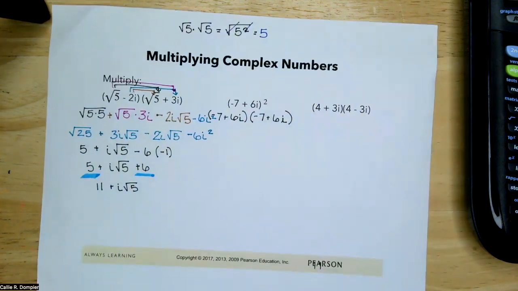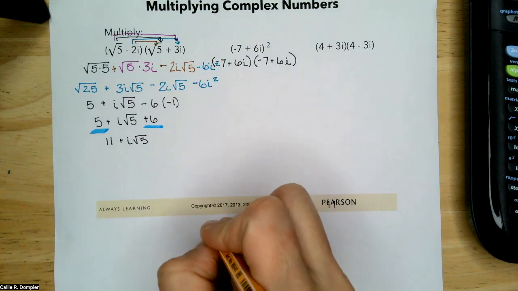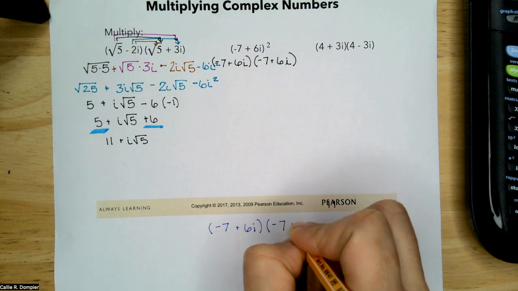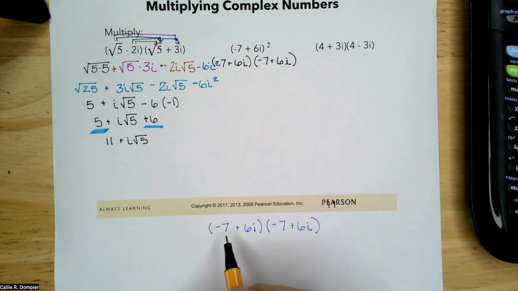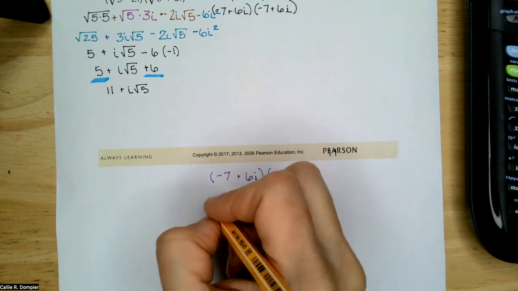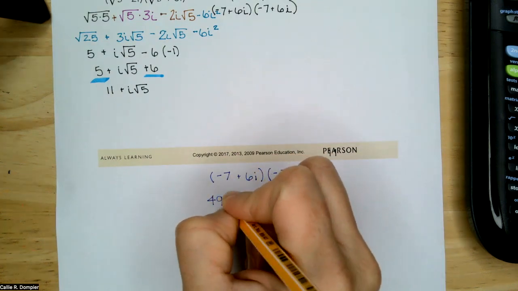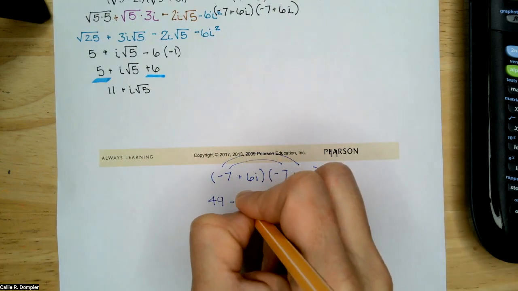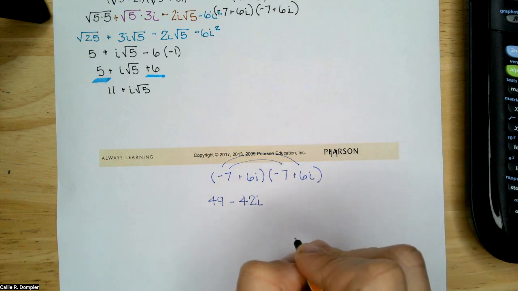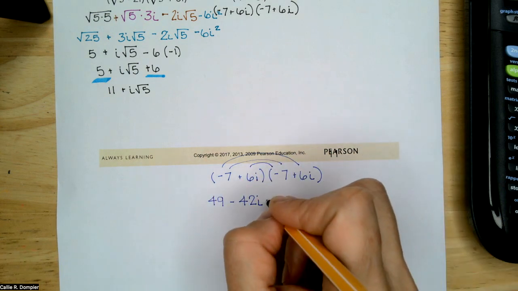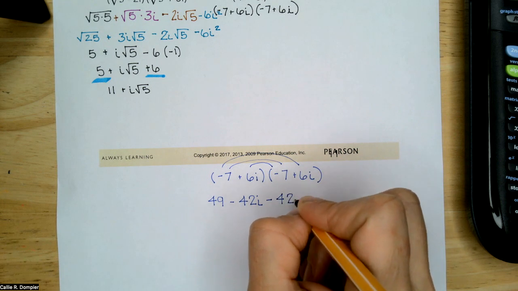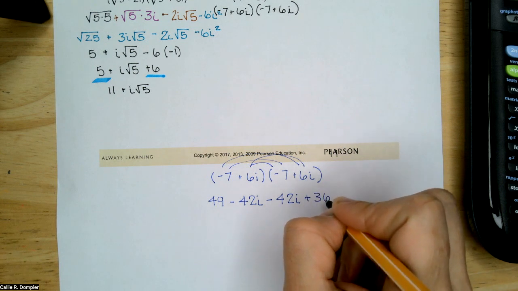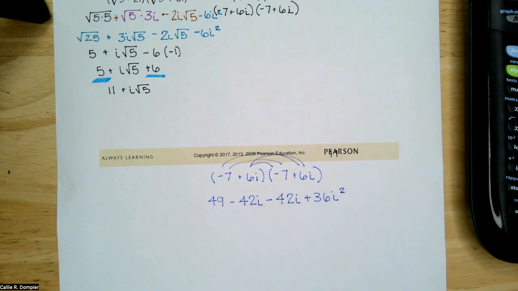Okay? I'm going to do the negative 7 plus 6i down here. Negative 7 plus 6i times negative 7 plus 6i. Same FOIL. Negative 7 times a negative 7 is going to be a positive 49. Negative 7 times a positive 6 is going to be a negative 42i. Positive 6 times a negative 7i is also going to be a negative 42i. And then positive 6 times positive 6i is going to be 36. There were two i's, so I'm going to call it i squared.